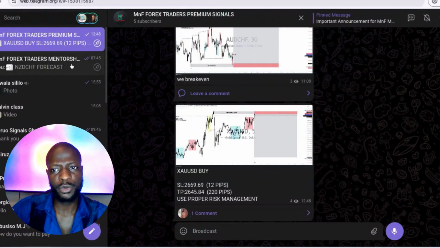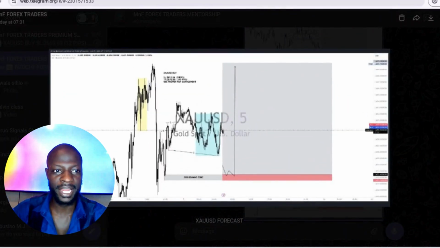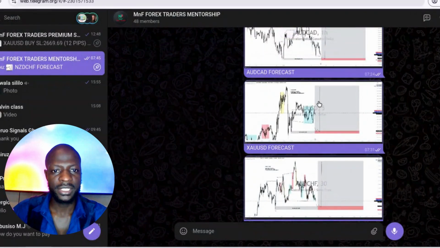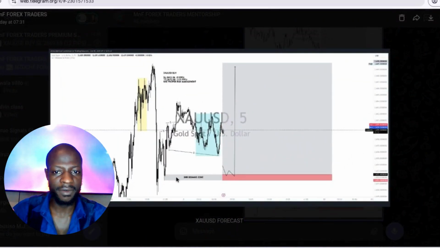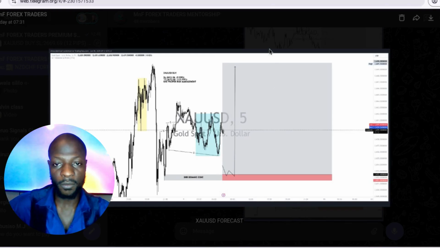If I can show you the forecast, let me see if I can show you the forecast. You can see this was my initial forecast right here. I wanted the market to come to this level right here so that we can push price to the upside. However, the market decided to take out the Asian high first before everything else.